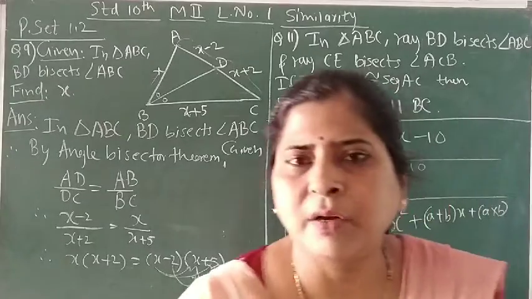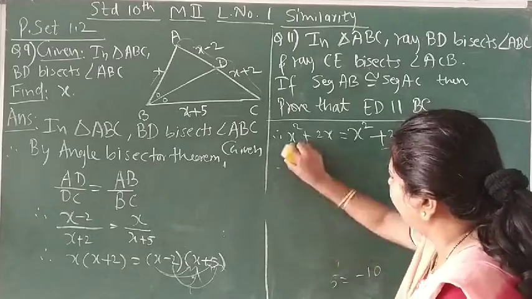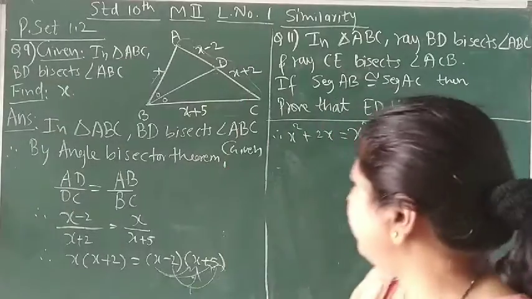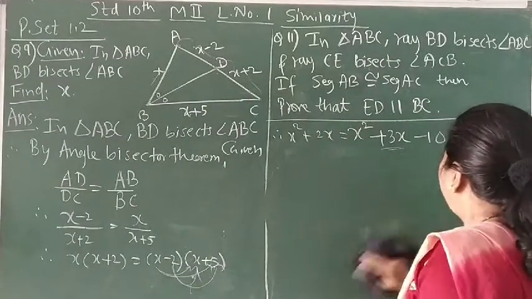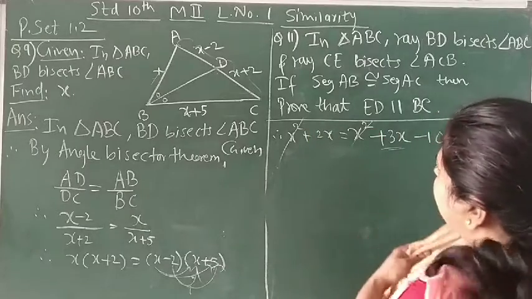By any one method which is comfortable for you, you can find the product of the two brackets on the right side. After this, let's simplify it further to find the value of x. We observe that on both sides we have x square terms, which can get cancelled.